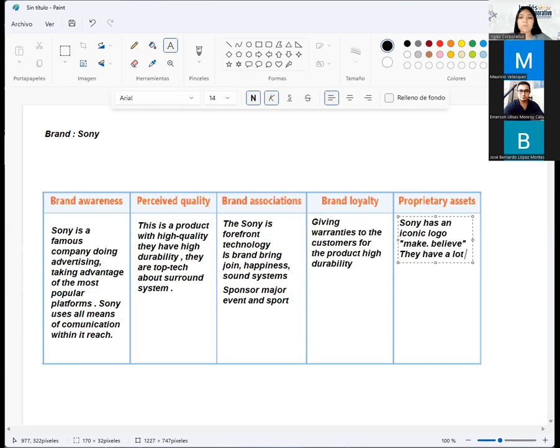Accessories or products. You can add Sony salts. They have a lot of. Sony has an iconic logo, make believe. And then you can erase they have a lot and just add PlayStation brand. And you know that it means consoles, right? Accessories. Also, I think that some probably gaming titles. And also add Sony Music and Sony Pictures.